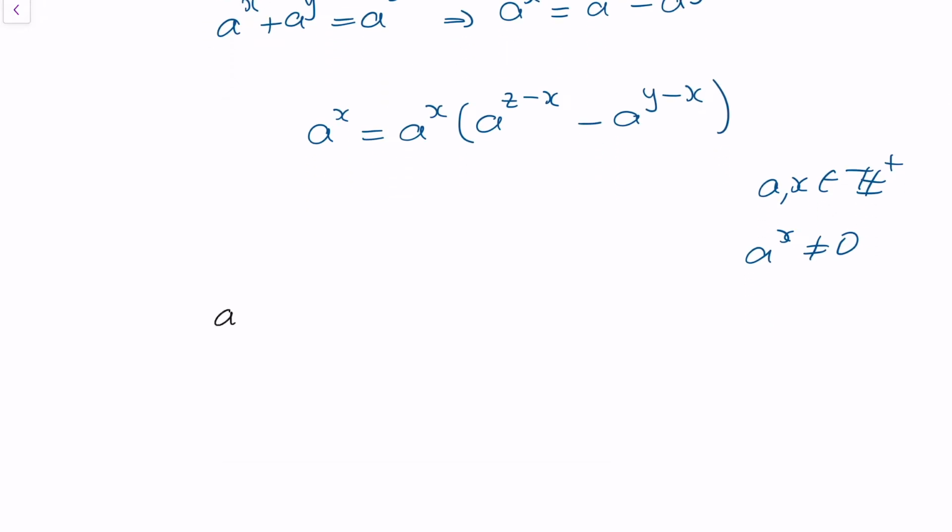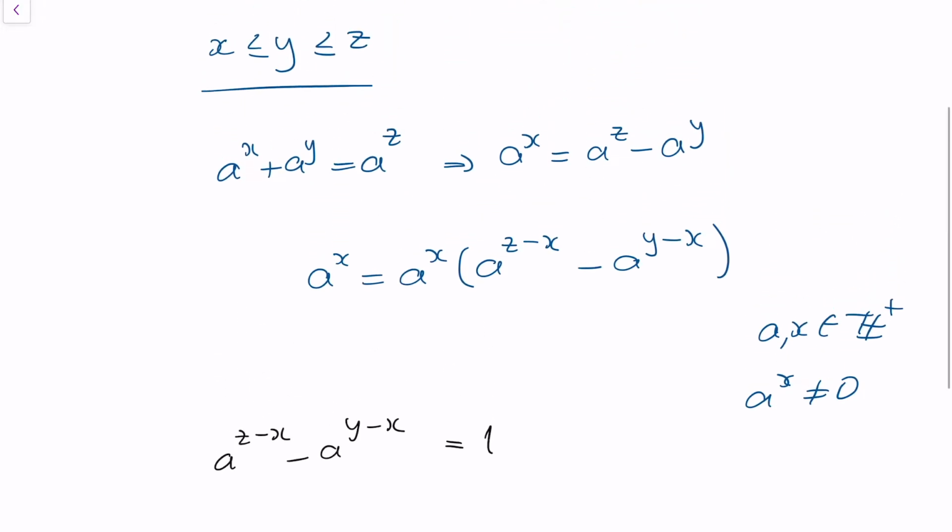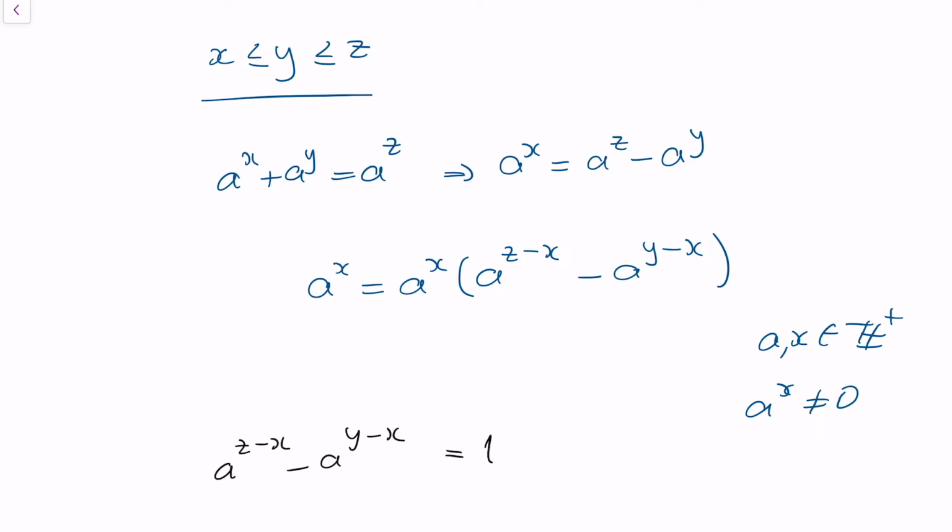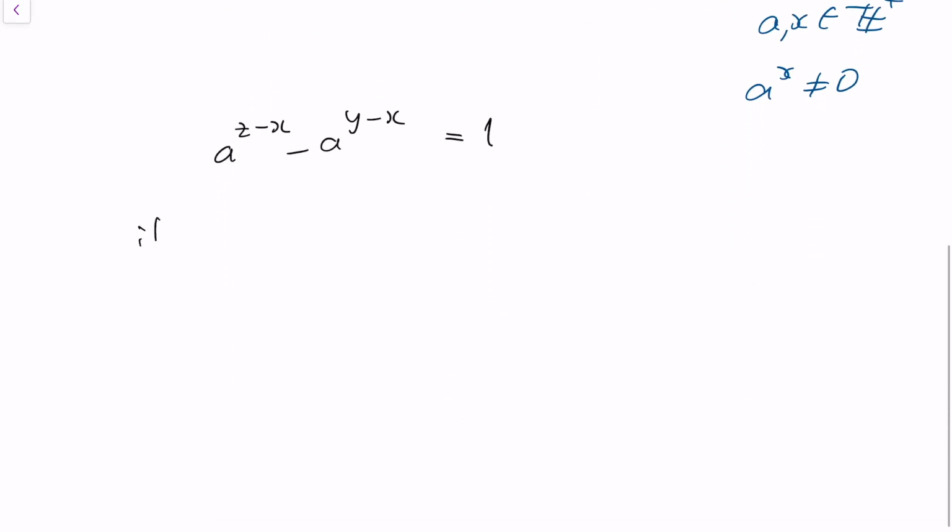So in other words, we can divide both sides by a to the x. We're going to have a to the z minus x minus a to the y minus x is equal to 1. Now notice we've ordered them such that x is less than or equal to y is less than or equal to z. So if y is greater than x, we will have a multiple of a on the left hand side, so a times something is equal to 1. That implies a must divide 1. But this is impossible. No positive integer except 1 can divide 1, right?